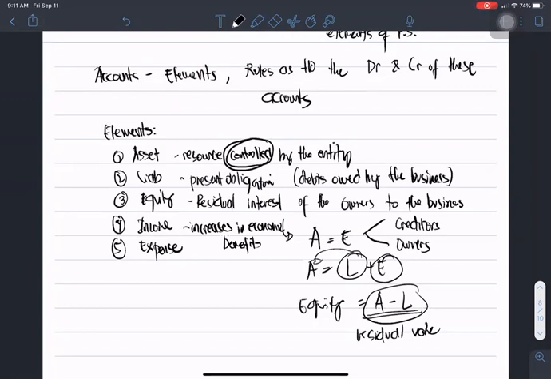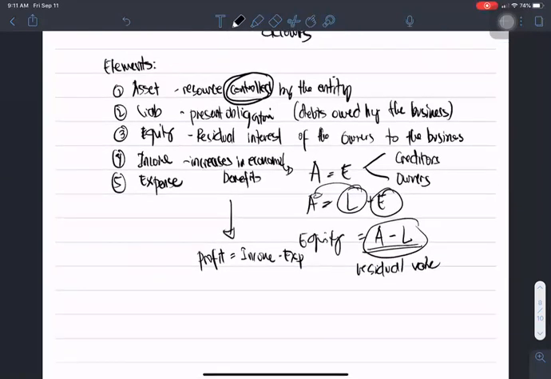We have your profit, which is a measure of performance. Diba sabi natin, that is either income less expense. So profit per se is not income, because profit shows or measures the performance. Kaya nga siya tinawag na statement of financial performance.